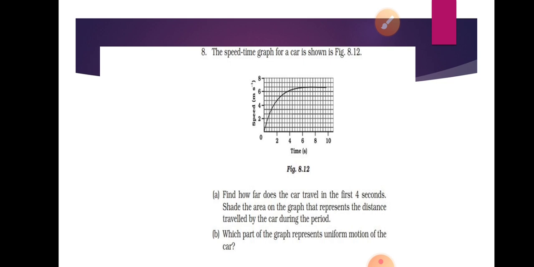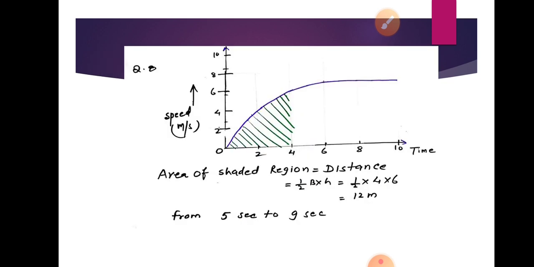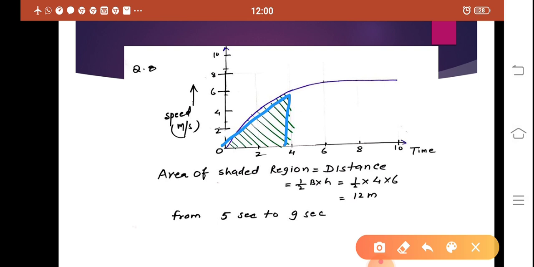So we have two parts in this question, and the answer is like this: 0 to 4. So 0 to 4 we can make one triangle here. And we know in a speed time graph, the area under the graph gives us the distance. So the area of this triangle is 1 upon 2, base into height. The base will be 4 and height is up to 6. So 1 upon 2 into 4 into 6, that is 12. So the distance covered will be 12 meter.